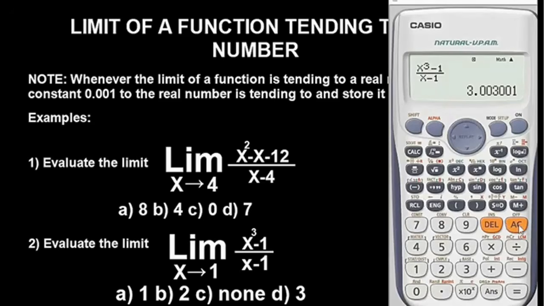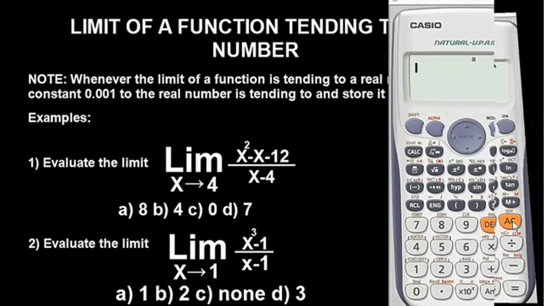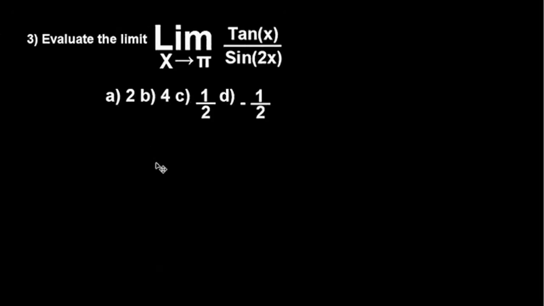So right now we are going to solve a different version of this kind of question. Example 2 here says evaluate the limit x tending to pi, where we have the numerator to be tan x over the denominator, which is sine 2x. So right now let's bring the calculator and solve this problem together.